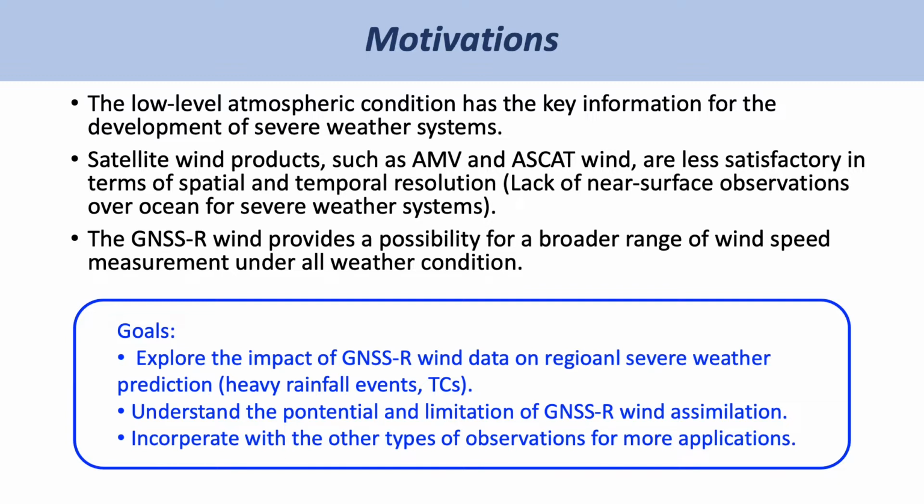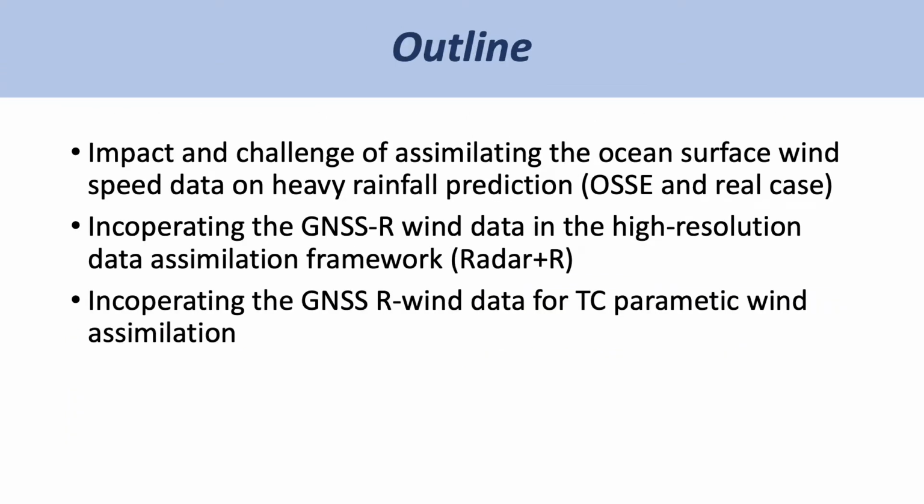So the goals of this study are to explore the impact of GNSS-R wind data on regional severe weather prediction, and we would like to understand the potential and limitation of the GNSS-R wind data assimilation. And we would like to incorporate GNSS-R wind with other types of observation, and we would like to note whether we can have more applications.